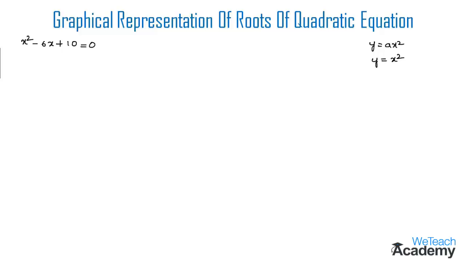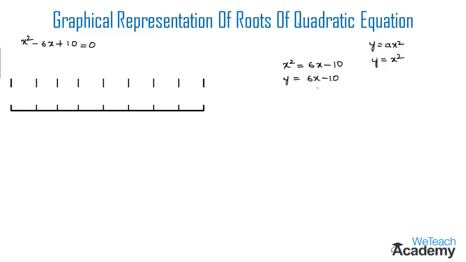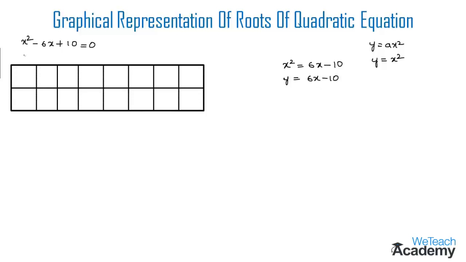Now let us write the given equation in the form of y is equal to mx plus c. So let us transfer the x and constant term to the right hand side. So we get here x square is equal to 6x minus 10. And now by substituting the value of x square as y in the equation, we get y is equal to 6x minus 10. We shall now prepare the table for the ordered pairs x comma y that satisfies the polynomial y is equal to x square.